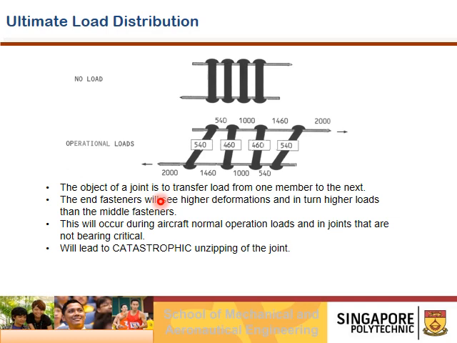This will occur during aircraft normal operation loads and in joints that are not bearing critical. So in that case, when there's ultimate failure, it will cause a catastrophic unzipping of the joint where your fasteners will actually be joggered or missing and shear off. So this is the earlier design concept the aircraft manufacturer chose to apply. Then over a period of time, they decided that bearing critical would be more suitable in their design philosophy.